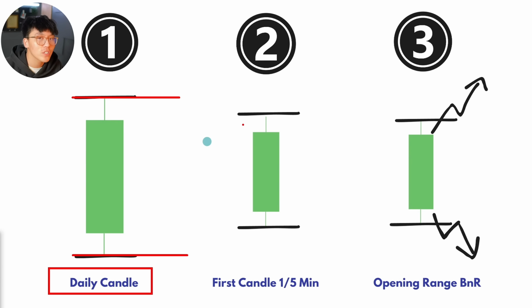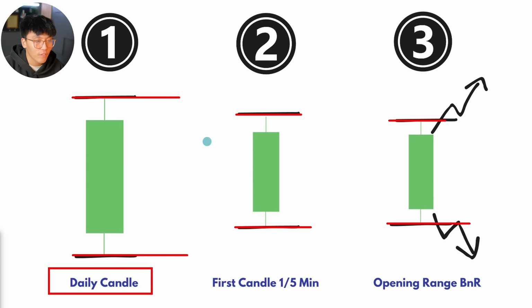This is the first candle at New York session open. So as soon as 9:30 a.m. opens, you want to mark out the first candle high and low. This is what's called the opening range candle. This can be done on the 1 or 5 minute chart. And the next thing you want to do is wait for a break and retest above or below your opening range candle.